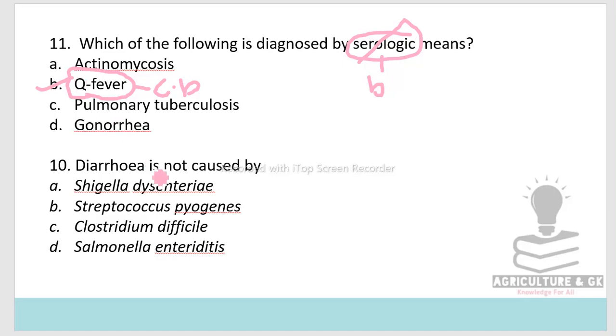Now next question is, diarrhea is not caused by Shigella dysenteriae, Streptococcus pyogenes, Clostridium difficile, Salmonella enterocolitica. So we know these three are responsible for diarrhea. And Streptococcus pyogenes causes scarlet fever and pneumonia.